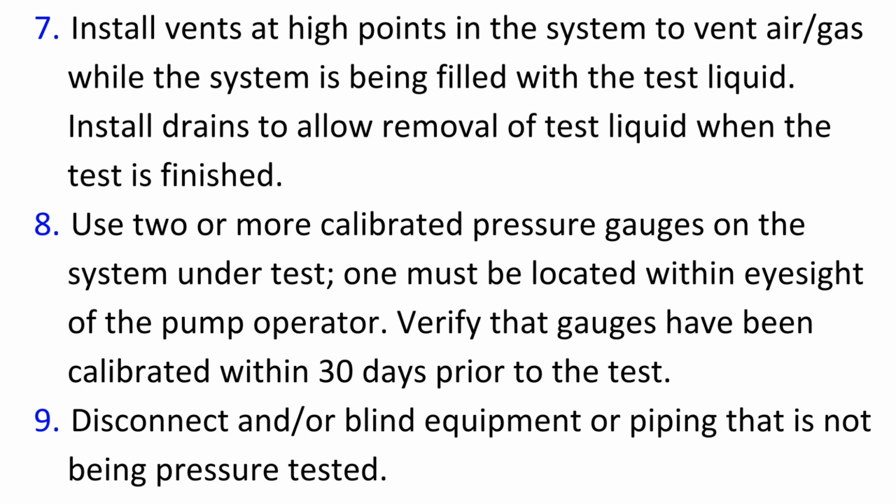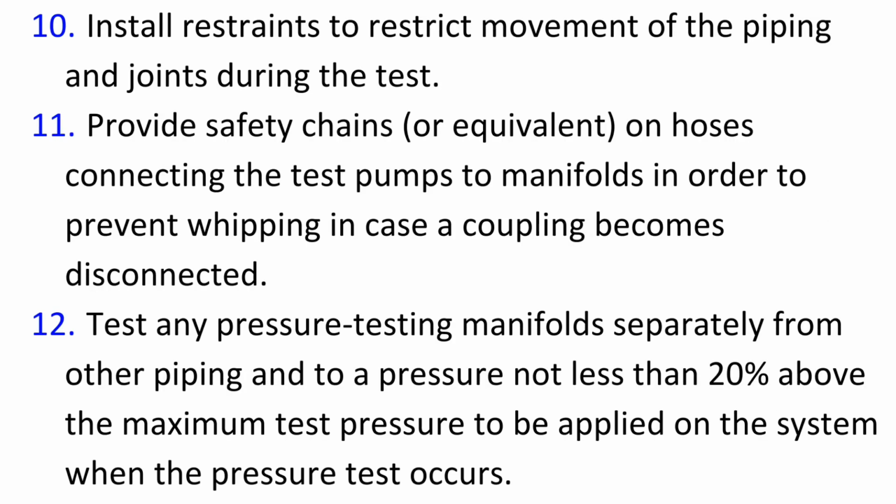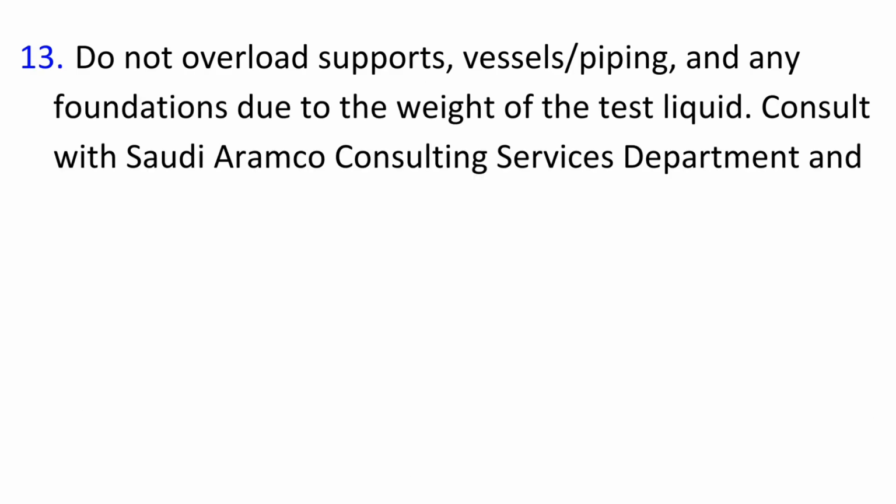9. Disconnect or blind equipment or piping that is not being pressure tested. 10. Install restraints to restrict movement of the piping and joints during the test. 11. Provide safety chains, or equivalent, on hoses connecting the test pumps to manifolds in order to prevent whipping in case a coupling becomes disconnected. 12. Test any pressure testing manifolds separately from other piping and to a pressure not less than 20% above the maximum test pressure to be applied on the system when the pressure test occurs.